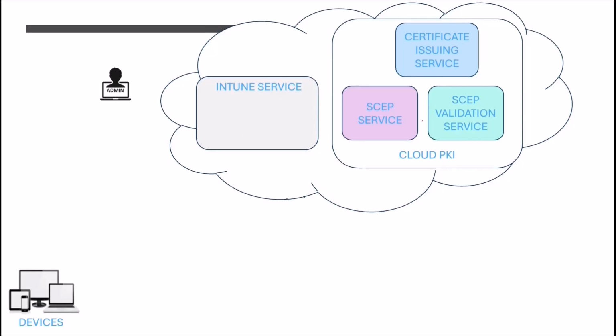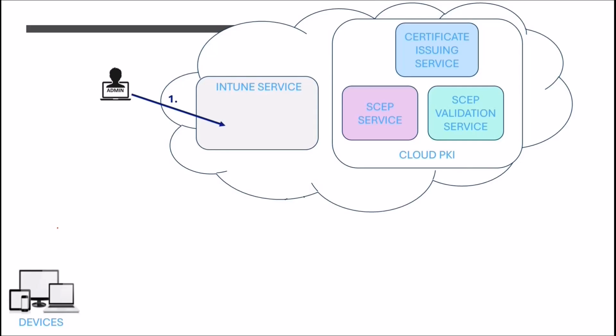Now inside of the Cloud PKI service, I have segregated it into three other components. One is the SCEP service. Second is the SCEP validation service. And the third is the certificate issuing service. Again, this box is Cloud PKI, which is the offering of Azure. This box is the Intune service, which is a SaaS on Azure. This complete circle is the Azure cloud. This is the admin. This is the device. Now let's take a look at the steps that are happening.